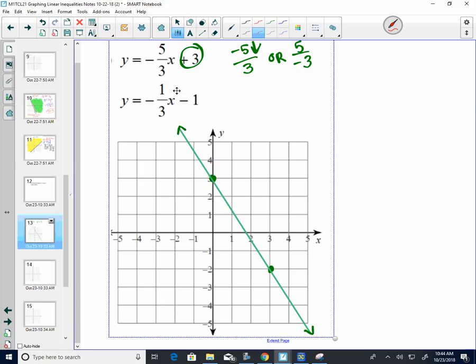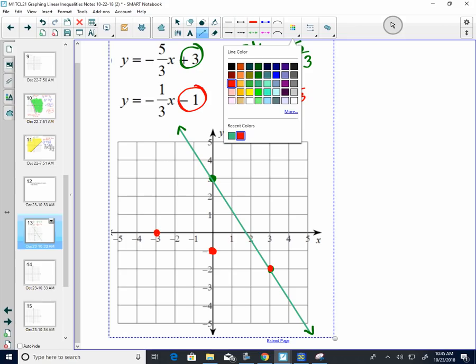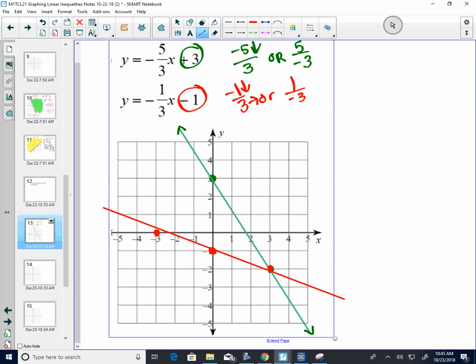The second thing is I have to graph the second line. So this line has a y-intercept of negative 1. So I can start there. Its slope is negative 1 over 3, or it could be a positive 1 over a negative 3. So I can go down 1 to the right 3. Or I can go up 1 to the left 3 from my y-intercept. And I can connect those points in a line. Let's make it red so we can see the difference. And so there is my second line.